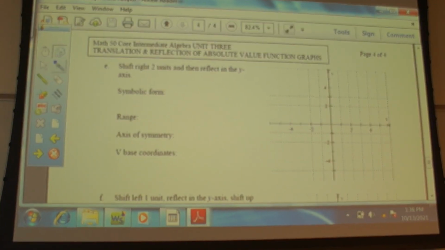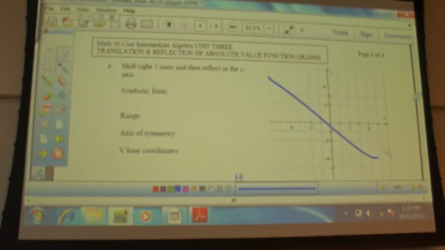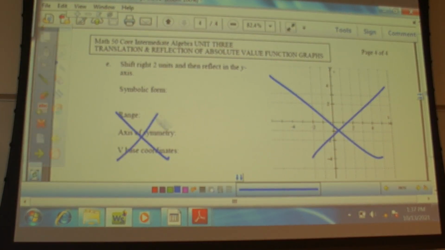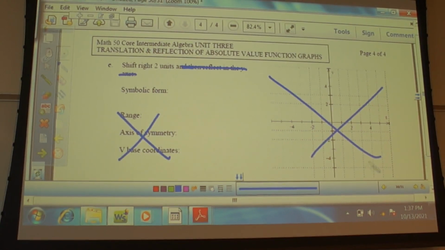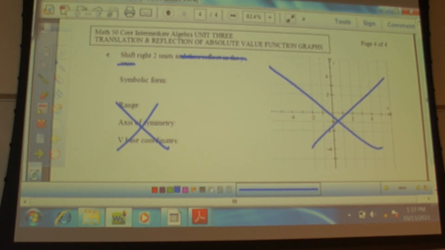Alright, let's take a look at E. Everybody do E. Just do the symbolic form. I don't care about shifting it. Don't draw the picture. Don't do the range, just give me the symbolic form. We're shifting right 2. Ignore that part. Just do right 2. Cross out the reflect part. Shift right 2. Everybody do right 2.